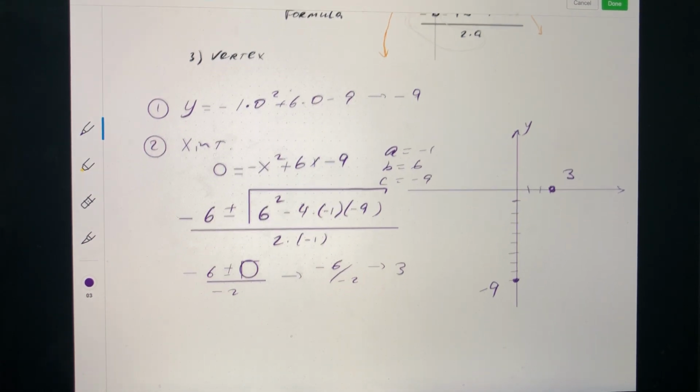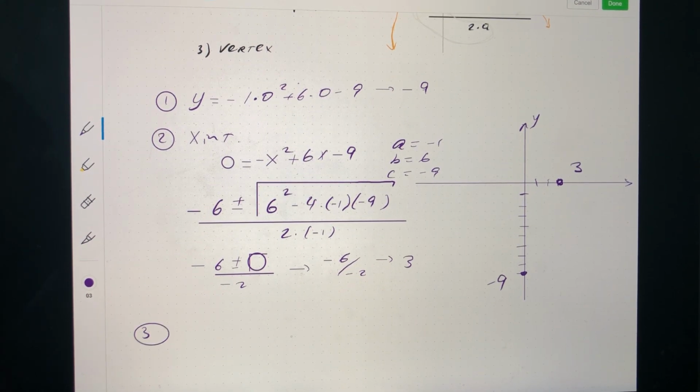The last thing is the vertex. Now the vertex is the x and y coordinate, and the x is found by looking at negative b over 2a, which we just computed, and it happened to be 3. So our vertex also happens to be here. Well, the y-coordinate of it happens to be 0. We know that because we are looking at it.